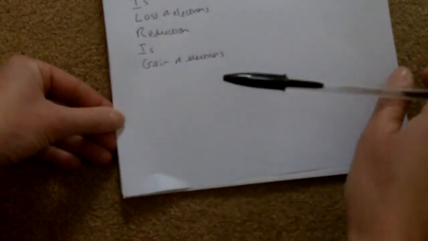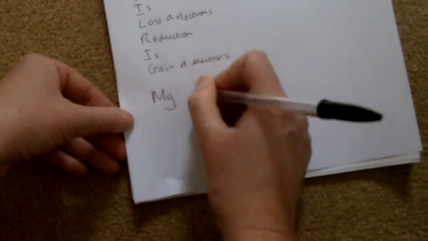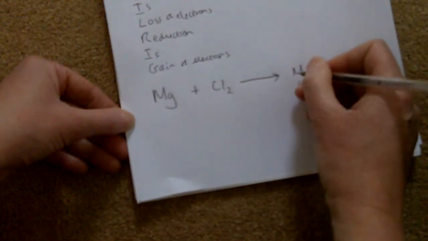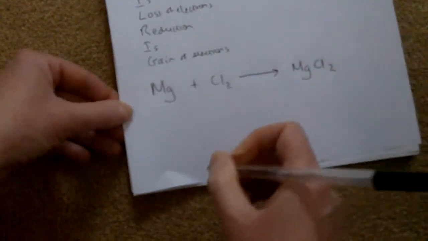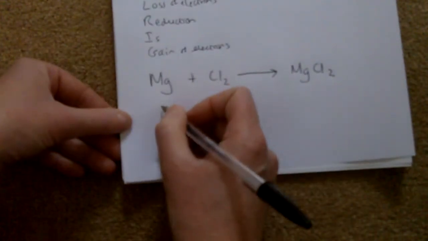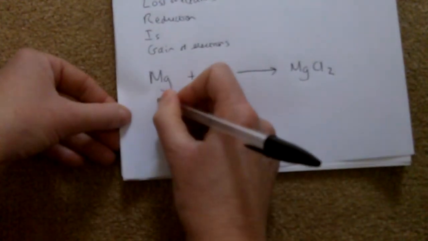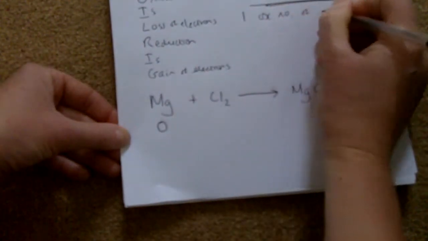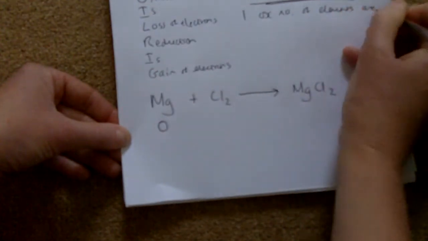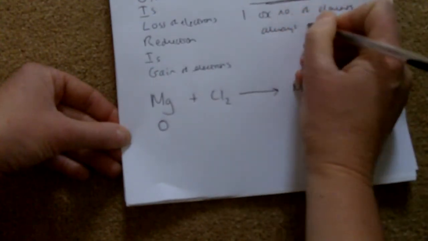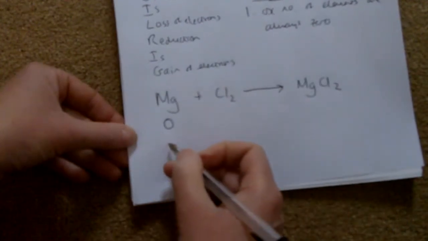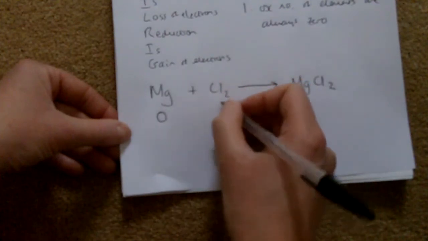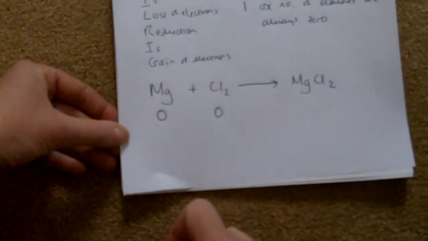Take a simple example like the reaction of magnesium and chlorine to give magnesium chloride. So it's a nice simple reaction. Oxidation numbers of elements are always 0. That's rule number 1. So the oxidation number of magnesium here is 0. The oxidation number of chlorine is 0 because they're both elements.